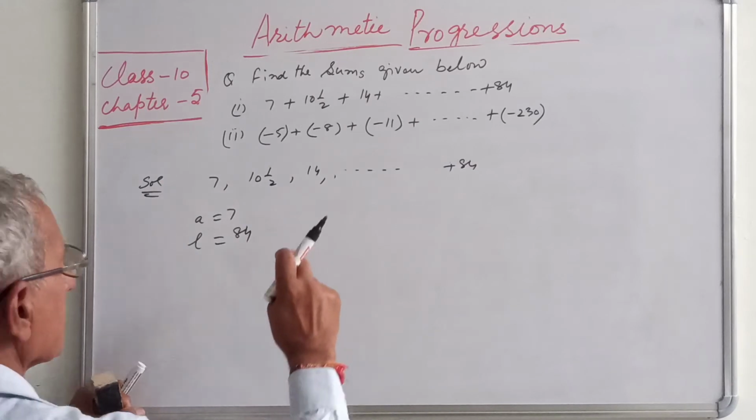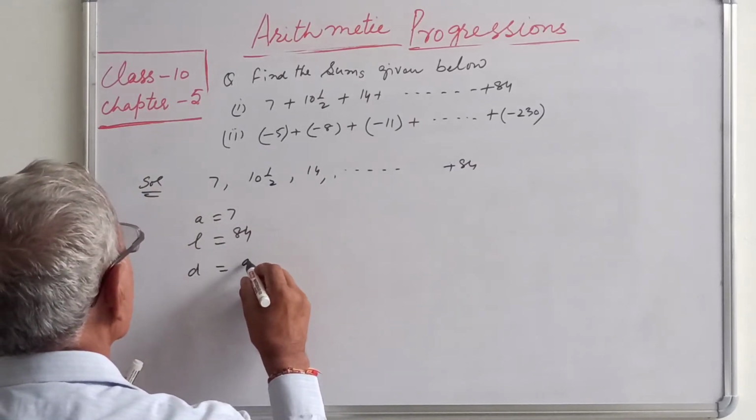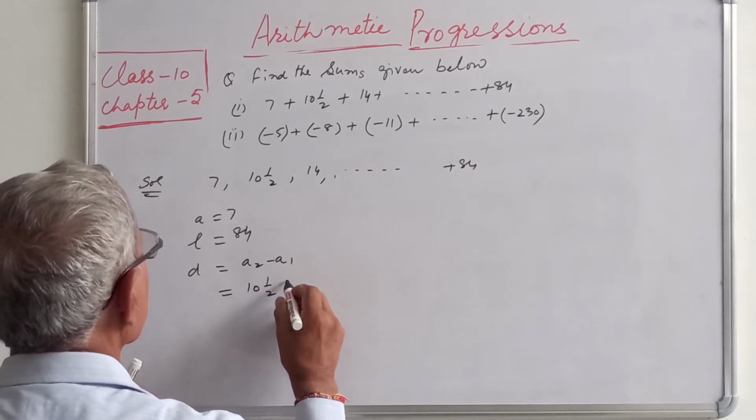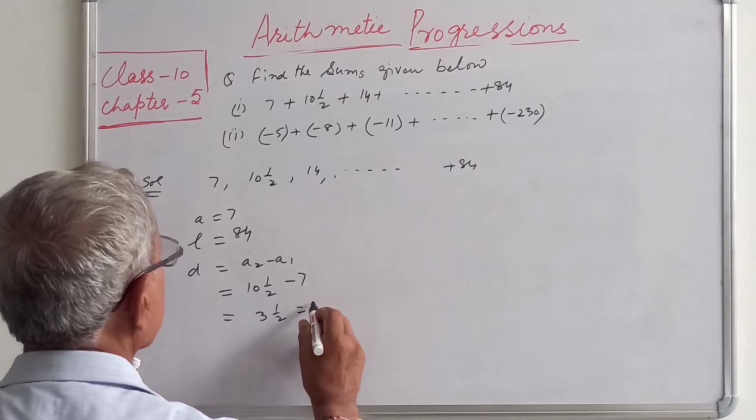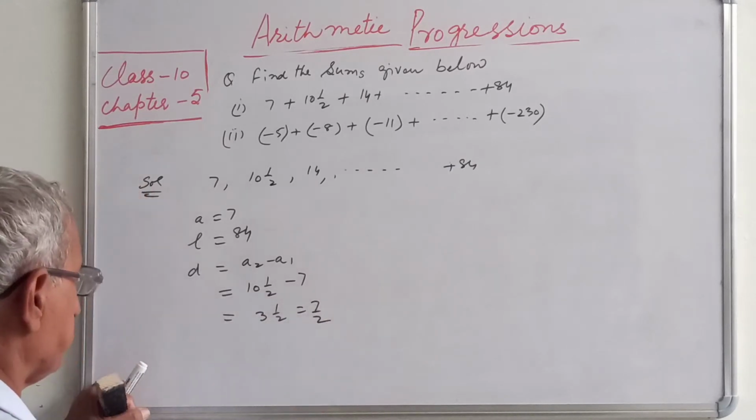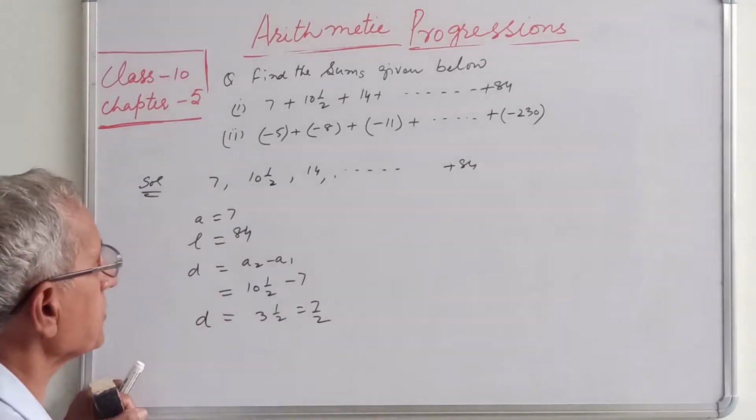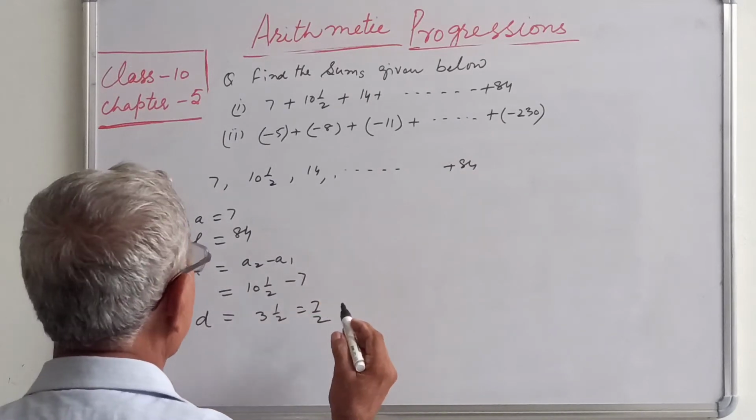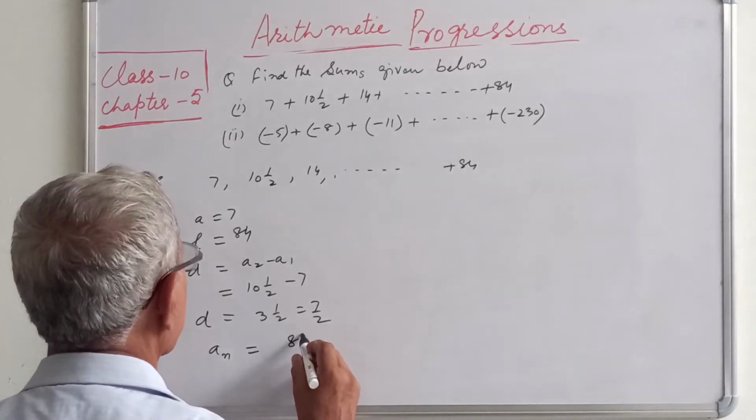So first of all D will be A2 minus A1. So 10 and 1 upon 2 minus 7. So that will be 3 and 1 by 2, that is 7 upon 2. So D is 7 upon 2. And the last term here is 84. So we have to find the value of n. So An here is 84.